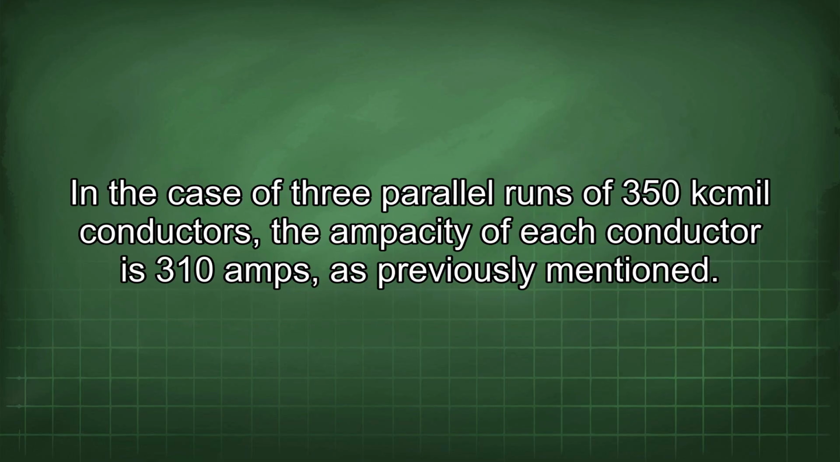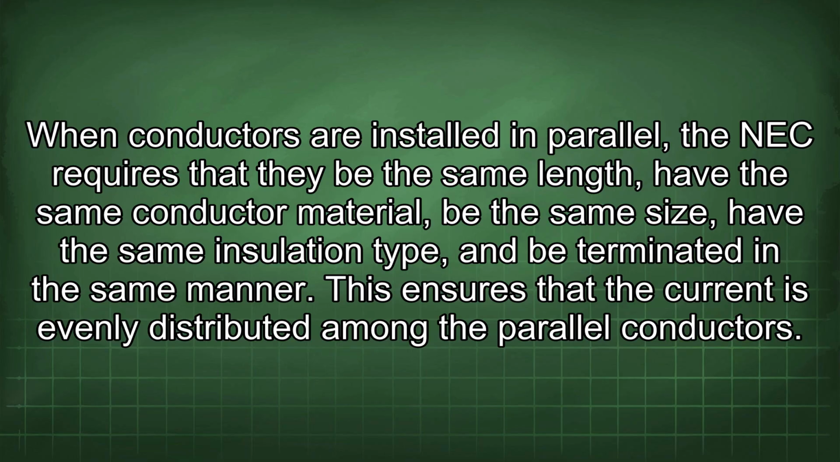In the case of 3 parallel runs of 350 kcmil conductors, the ampacity of each conductor is 310 amps, as previously mentioned. When conductors are installed in parallel, the NEC requires that they be the same length, have the same conductor material, be the same size, have the same insulation type, and be terminated in the same manner. This ensures that the current is evenly distributed among the parallel conductors.